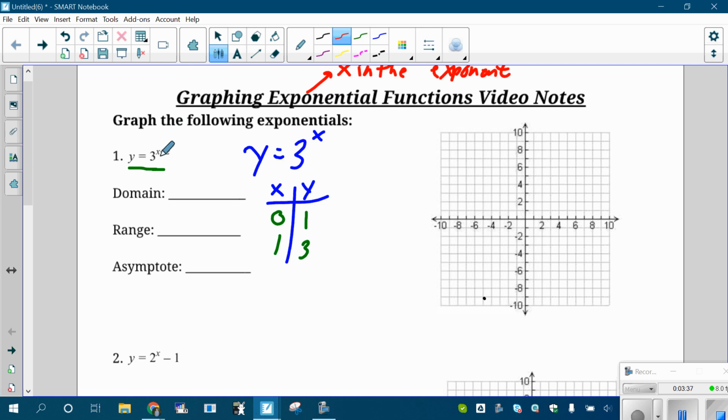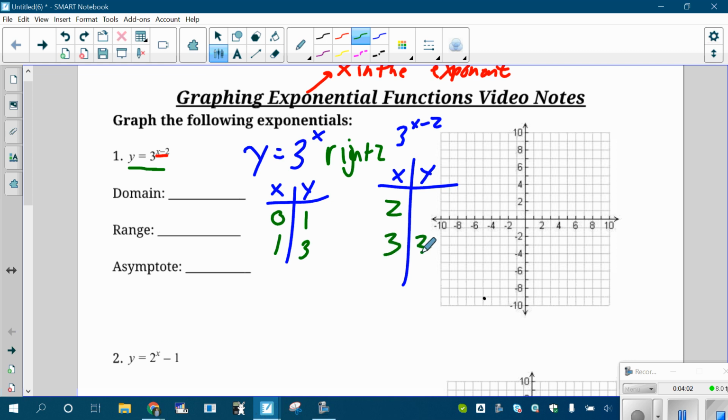Then I'm going to do the transformation. What does a minus 2 up there do? Well, it's kind of like a minus 2 on the inside, so that's going to move my graph right 2. And how do you move a point right 2? Well, the x just becomes 2 bigger, and the y's stay the same. Now I'm going to plot (2, 1) and (3, 3). And those are 2 important points on this graph.